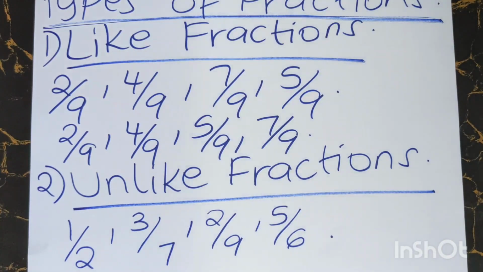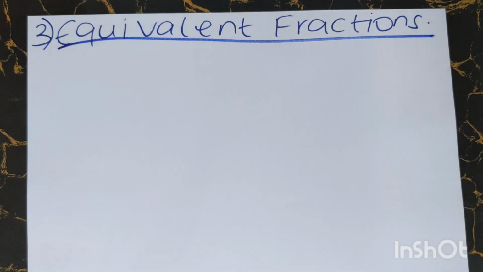Let's not digress. Another type of fractions is what we call equivalent fractions. You can get equivalent fractions by simplifying fractions, okay? So if you divide or multiply both the denominator and numerator by the same number, you get equivalent fractions, okay? When you treat the numerator and the denominator the same, you get equivalent fractions. What you do to the numerator, you do the same thing to the denominator, okay?